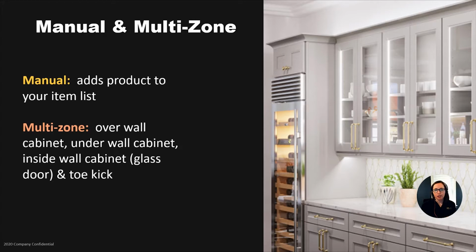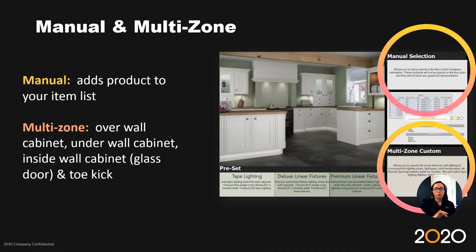the wall cabinets as well as inside cabinets, as you can see in the image on the screen, and even lighting at the toe kick area or down below on the base cabinet. So when you have a design that calls for more lighting than just one place, the multi-zone option built into the lighting wizard is great. So both of those options, manual and multi-zone, are going to be found on the right-hand side of the screen. And we'll take a look at that example live in the software in just a second.